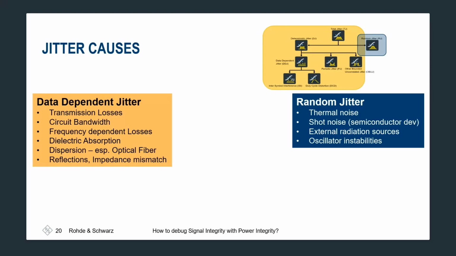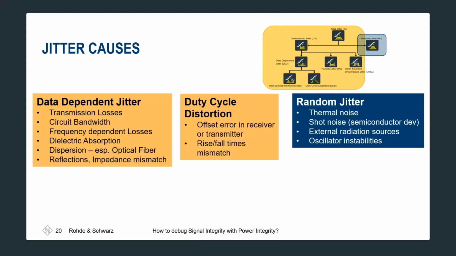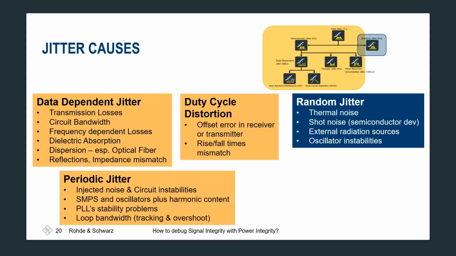All these are material parameter effects, to summarize them a little more together. Also here, the spectral components of the deterministic jitter part are bounded and always rely, for example, on the data rate itself. Next is duty cycle distortion, meaning rise and fall times mismatch, as well as offset errors. For periodic jitter, we could have, for example, injected noise, circuit instabilities, switch mode and oscillators plus harmonic contents which are going around in your system, also PLL stability problems, and loop bandwidth tracking and overshoot issues.